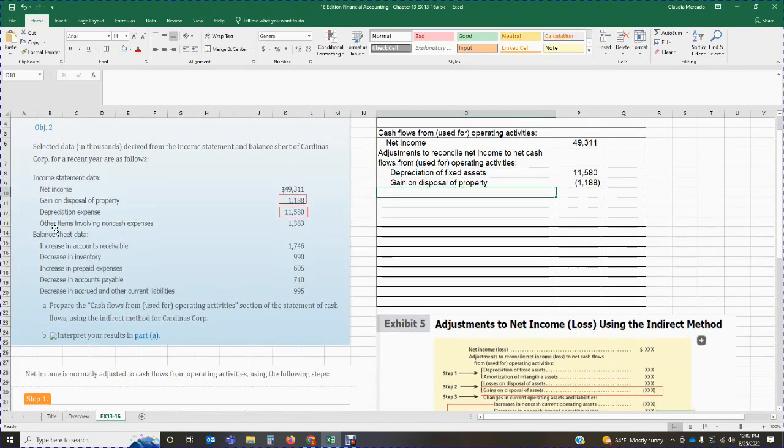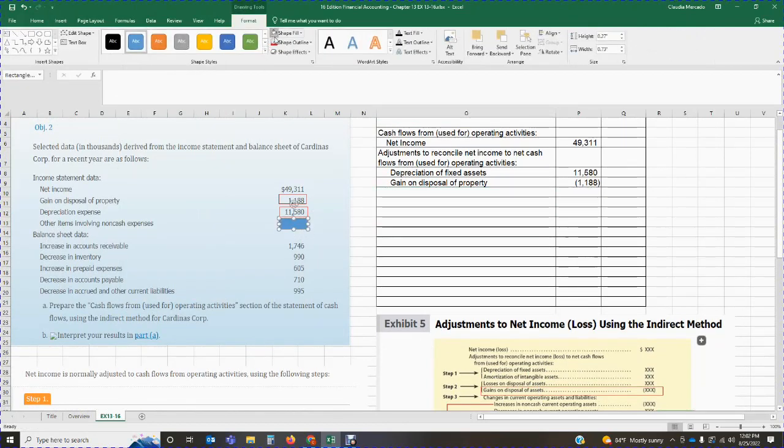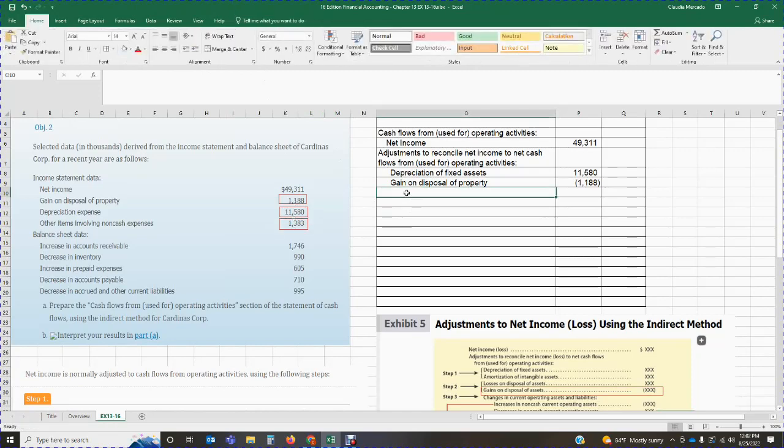We also have another item, other items involving non-cash expenses that increase. So we're going to add those increases into our operating section. These are other items involving non-cash expenses. Because these were non-cash expenses, we need to add them.